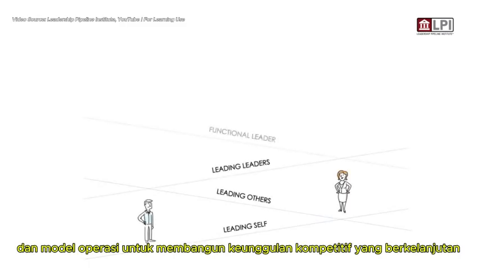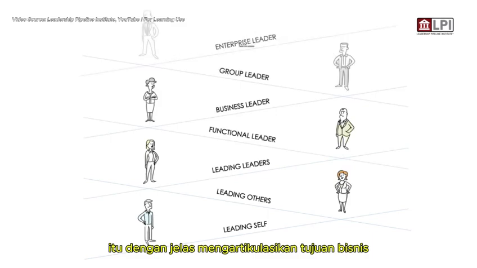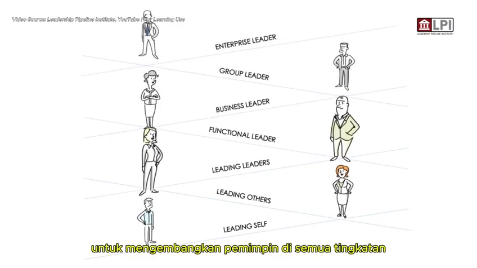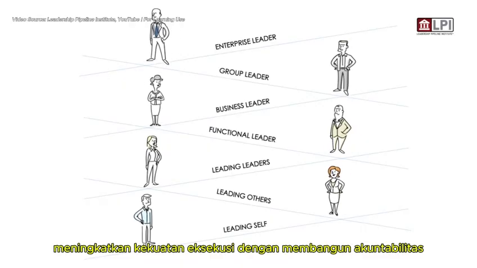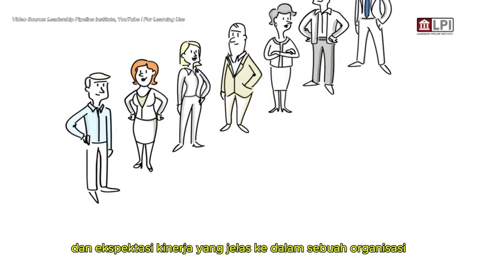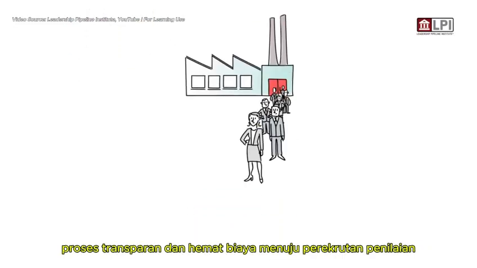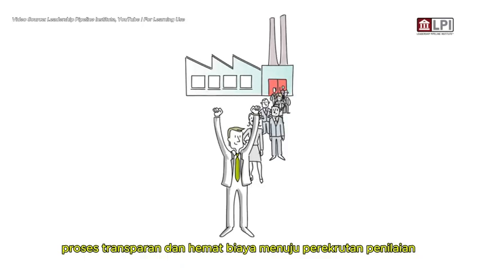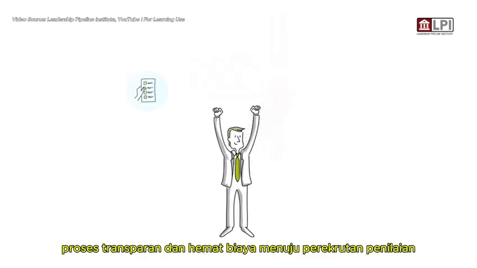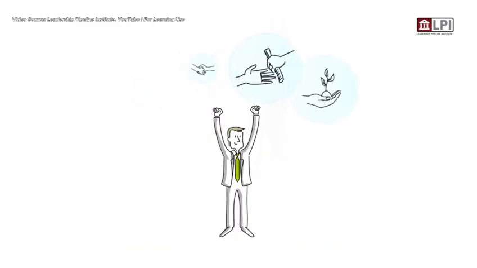The leadership pipeline offers an efficient architecture, infrastructure, and operating model for building a sustainable competitive advantage. It clearly articulates the business purpose for developing leaders at all levels, improves the execution power by building accountability and clear performance expectations into an organization, builds a talent factory by implementing a simple, hands-on, transparent, and cost-effective process towards assessment, recruitment, succession planning, and development.